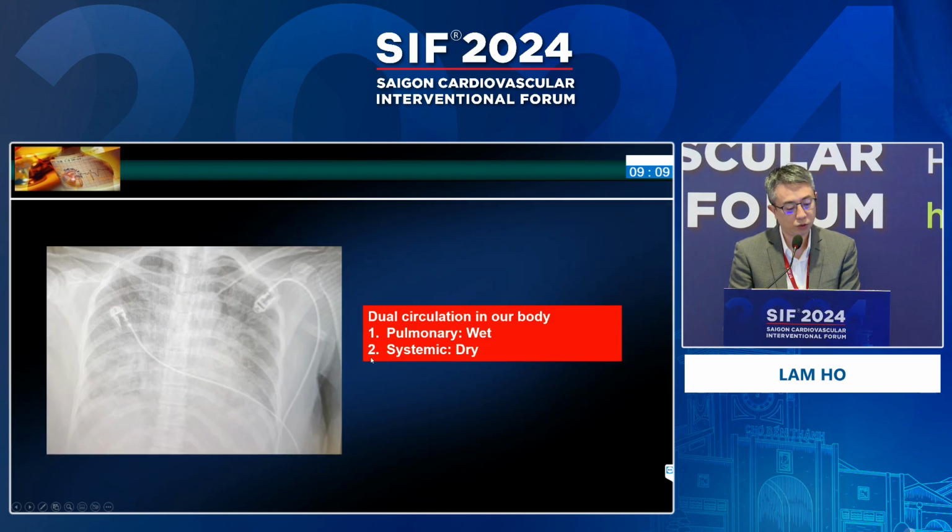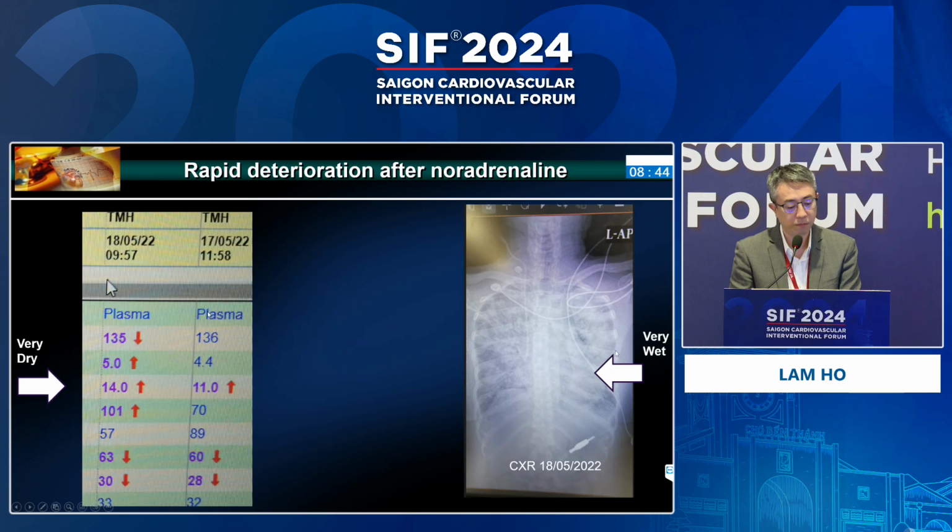So after changing to noradrenaline, the patient rapidly deteriorated within 1 night. This was the chest X-ray, and I will try to explain this. Why will this happen? It's because in our body we have dual circulation. One is pulmonary, one is systemic. The patient was very dry in systemic circulation, but very wet in pulmonary circulation. Is it possible? It's really possible.